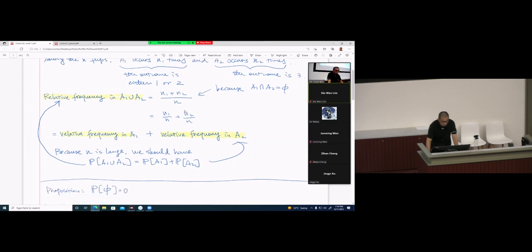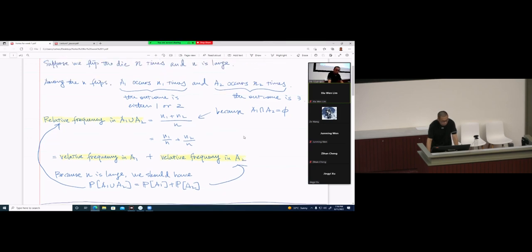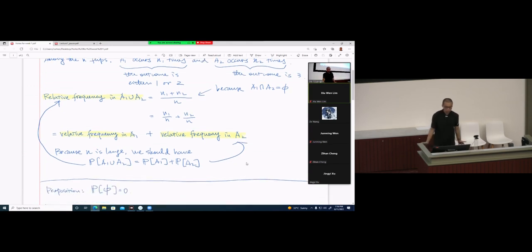Then you may ask me the question, why bother to do this, right? Because you can see that this n1 over n is the relative frequency of A1, and this n2 over n is the relative frequency of A2, right? So through this very simple example, you can see that as long as A1 and A2 are disjoint, the relative frequency of their union should be equal to the relative frequency of A1 plus that of A2, right? So this is very easy to understand.